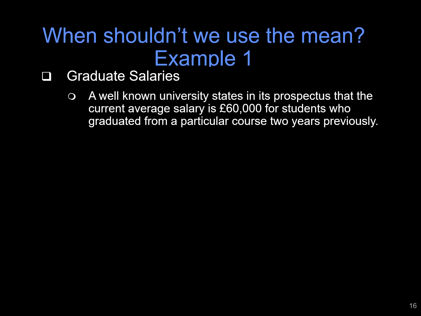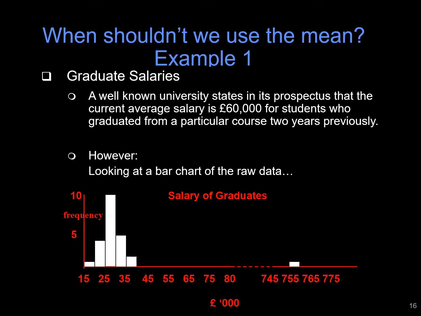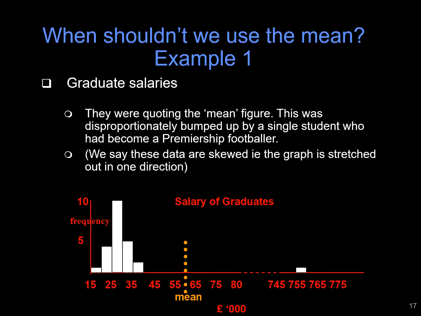However, if we look a bit closer at the data, let's show it in a bar chart and let's see what we have. So we can notice that the majority of people earned about this much and one person earned this much. Now the problem with the 60,000 figure quoted by the university is that they were using the mean. Now to obtain the mean, you add up all the values and divide by how many students there are. But the problem is this one very high value disproportionately bumps up the average. This particular person had become a Premiership footballer, so they weren't necessarily representative of all the graduates.